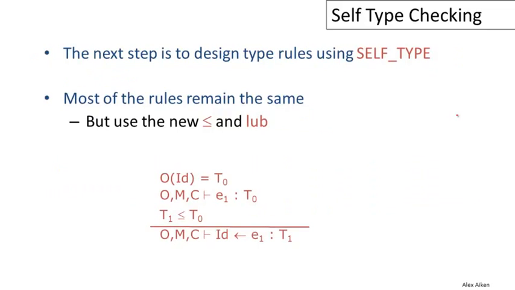So now we're ready to actually give the type rules that use self-type, and for the most part this is really easy because the rules just remain the same. That is, they look the same, but they're actually a little bit different because they use the new subtyping and least upper bound operations that we defined before. So for example, here is the rule for assignment, and this looks identical to the rule for assignment that we discussed several videos ago. But notice that this use of subtyping is now the extended definition of subtyping to incorporate self-type, and so now this rule works with self-type as well as with the normal class names.